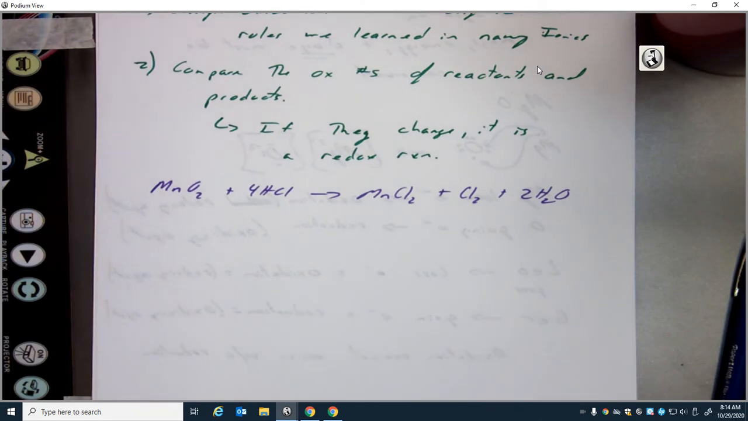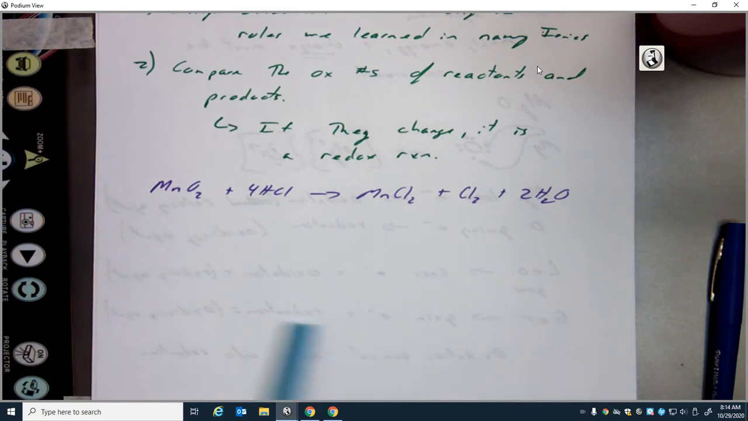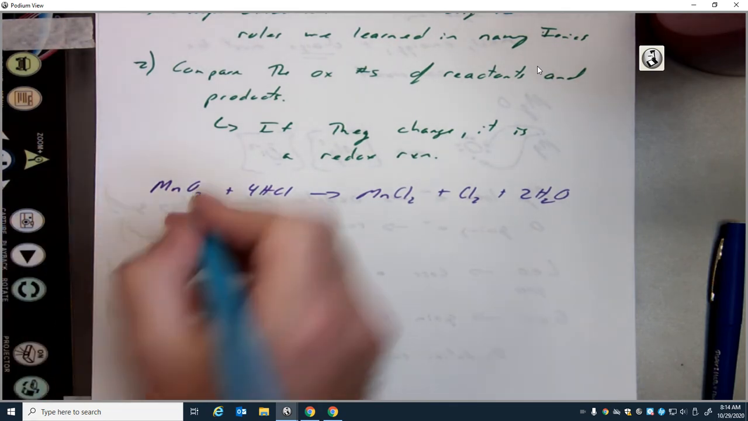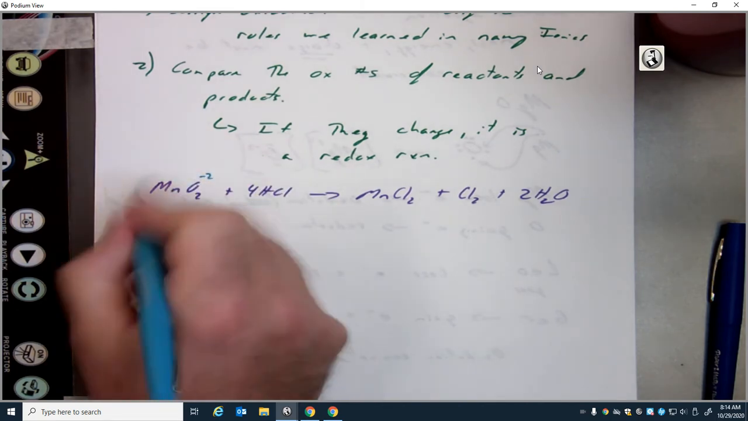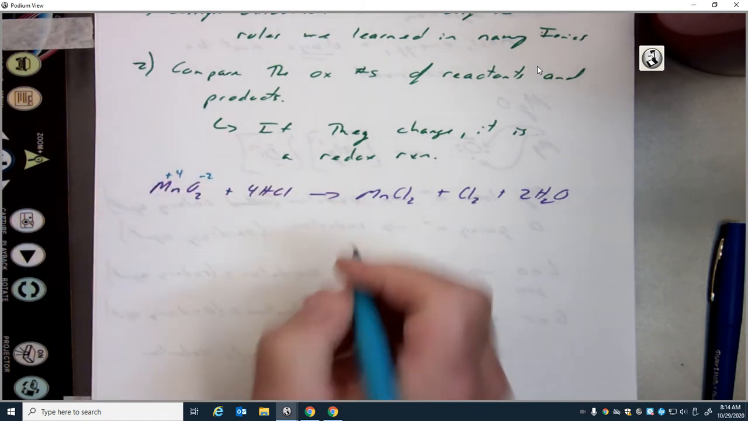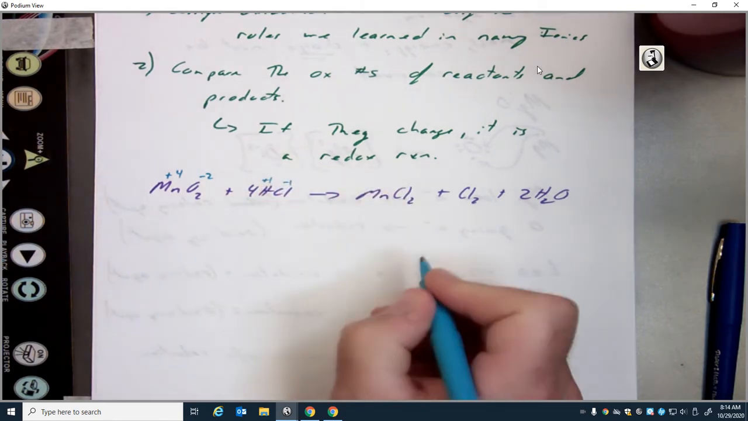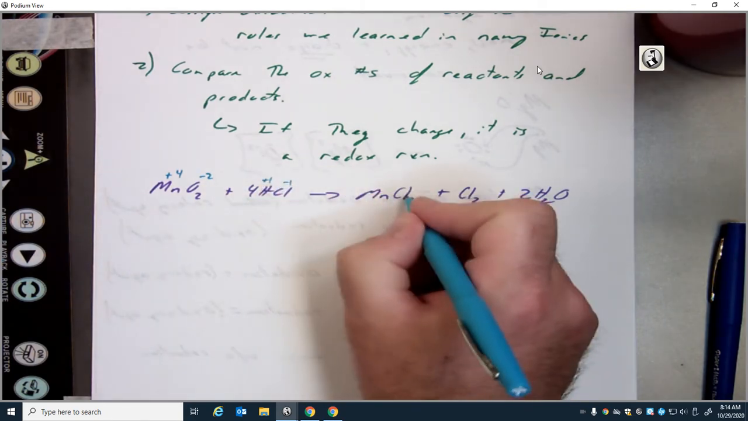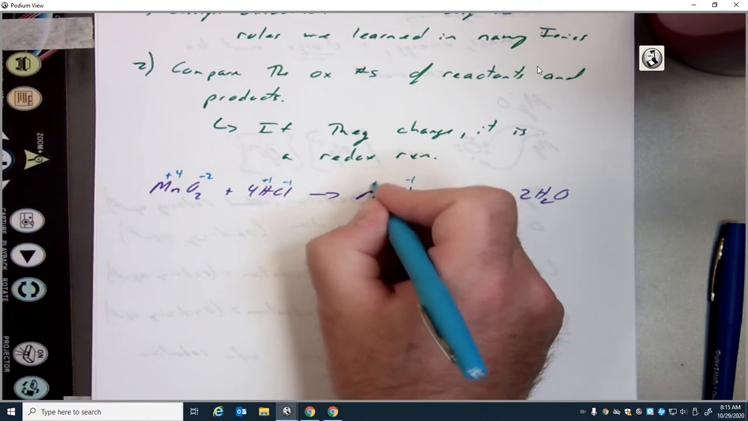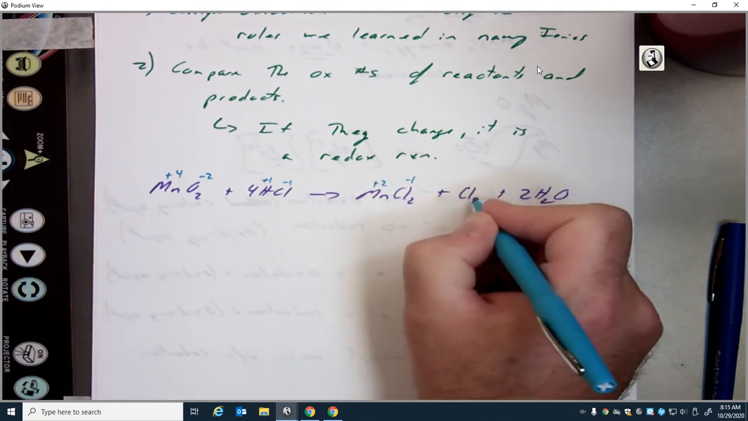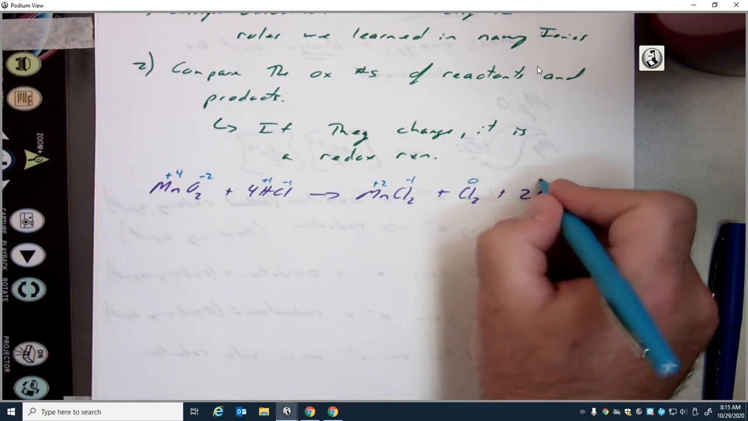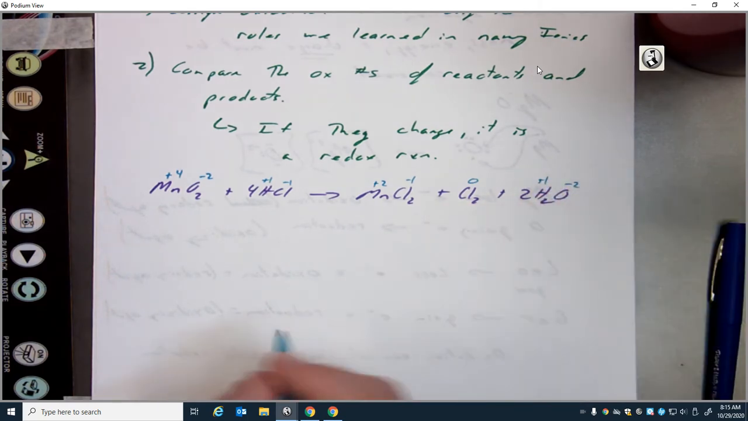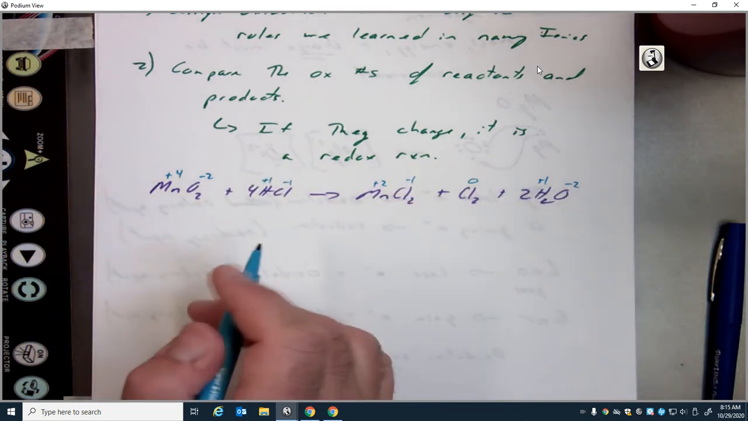Well, the first thing we're going to do is we're going to assign our oxidation numbers. So manganese doesn't have an oxidation number. Oxygen does. It's -2. Okay, this has to be equal to 0, so this is +4. H is +1, chlorine is -1. We don't know manganese. Chlorine is -1, so that makes manganese +2. Chlorine is an element all by itself, so it's 0. Hydrogen is +1, and oxygen is -2. All right, so that's the first thing you do. And then you're just going to compare your reactants and your products.